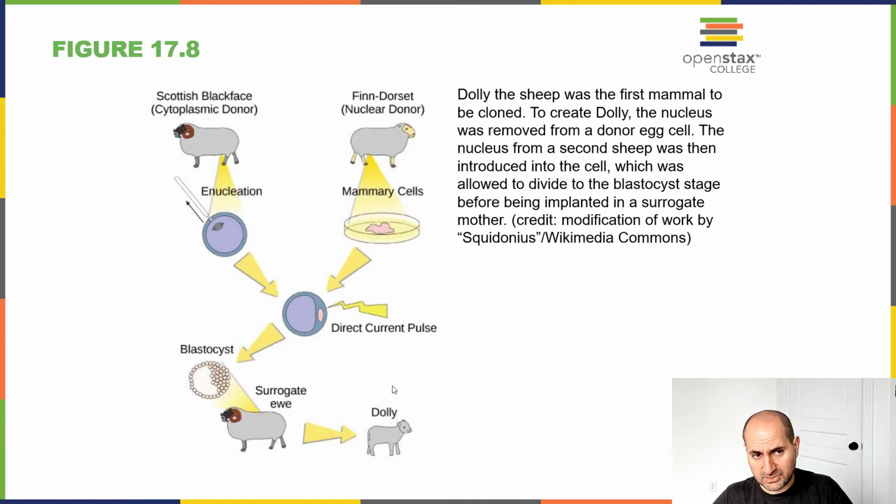So what do I want you to know? I want you to know that cloning animals is possible. It requires a donor egg, which has been enucleated, and donor DNA from another animal. Great.